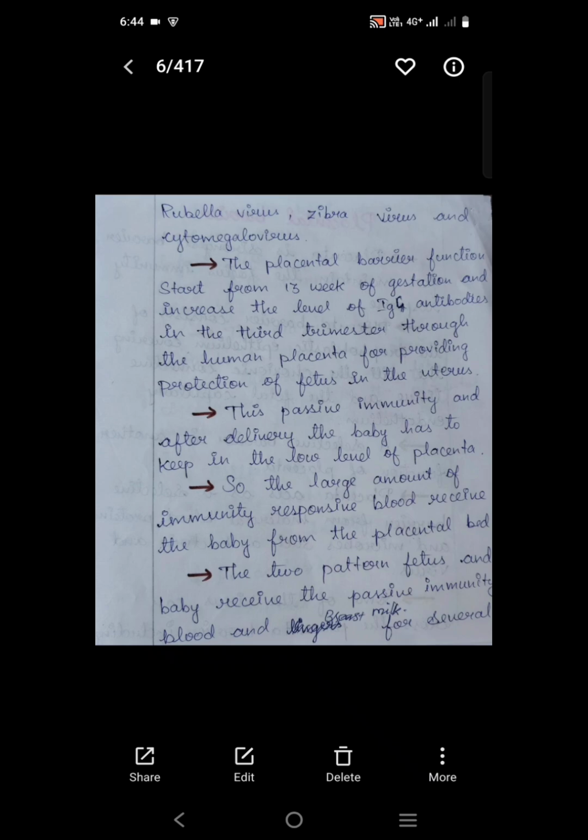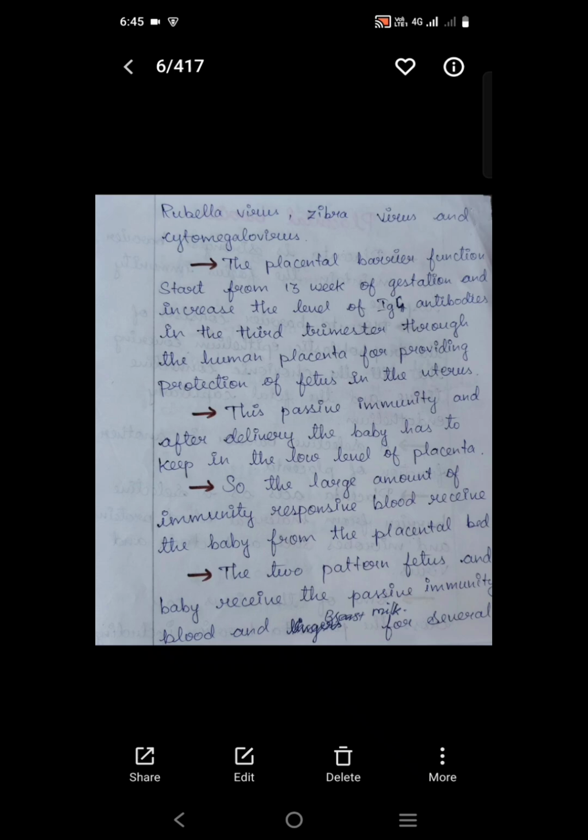The placental barrier function starts from the 13th week of gestation, and the level of IgG antibodies increases in the third trimester through the human placenta, providing protection of the fetus in the uterus. Placental barrier function starts at 13 weeks of gestation. At the same time, IgG antibodies increase during the third trimester. The human placenta provides IgG antibodies, which protect the fetus in the uterus.